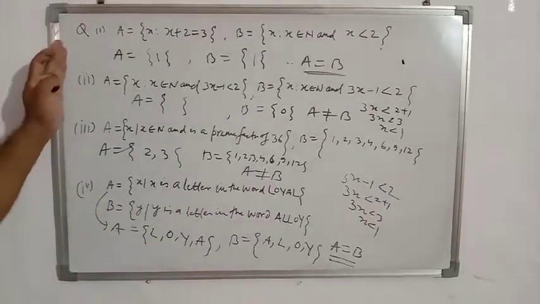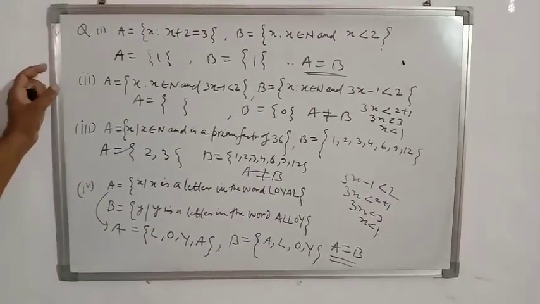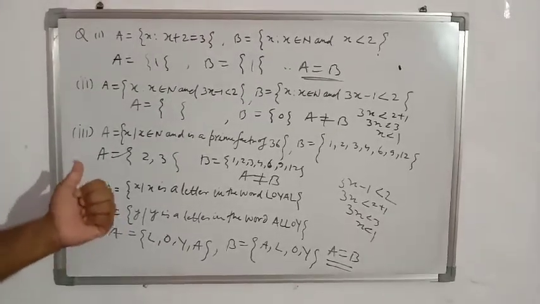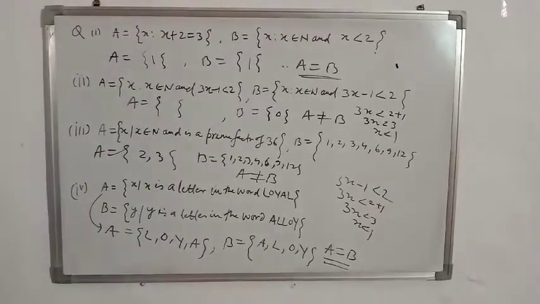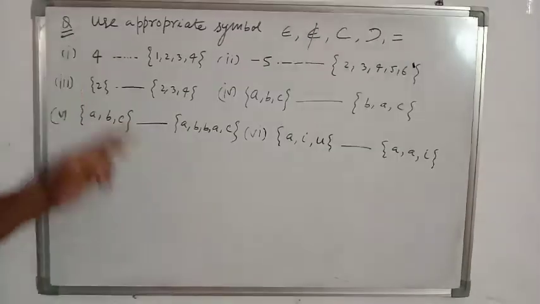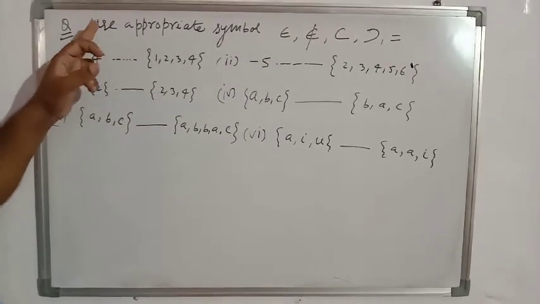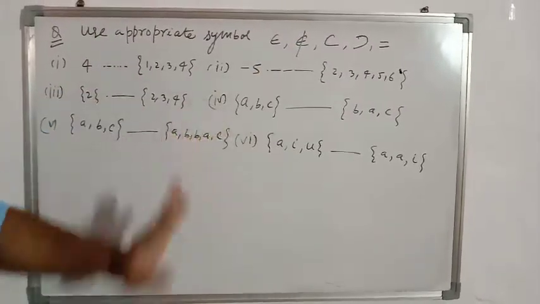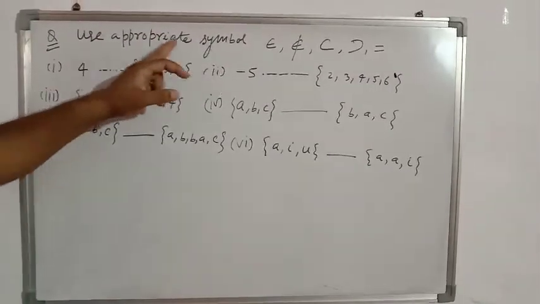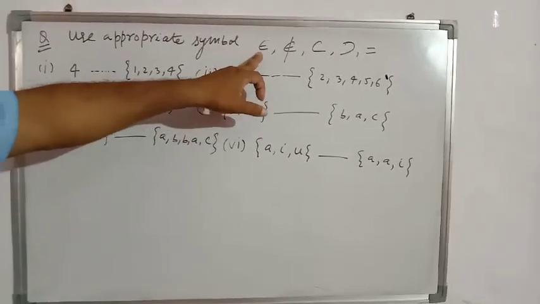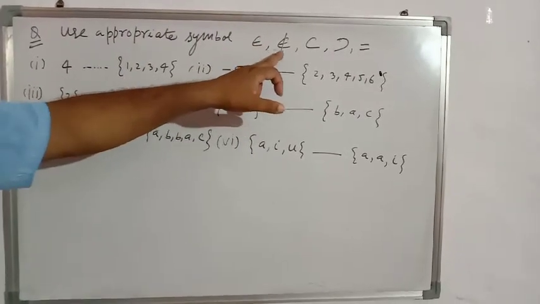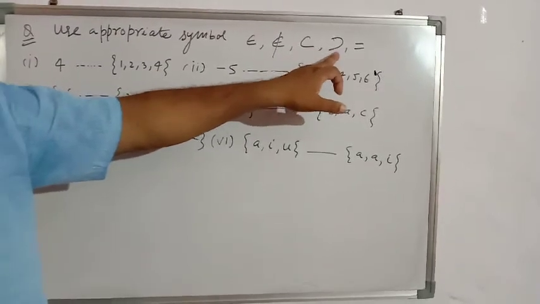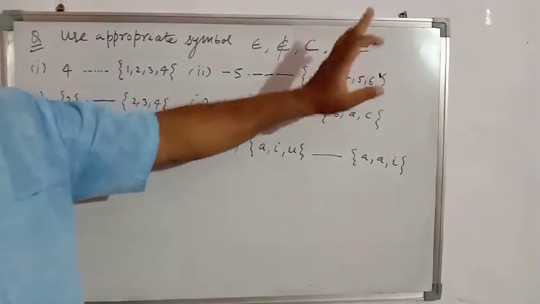So I hope that the solution of this question is clear to you. I will take one more example, then I will end the session. I have taken one more question here. We have to use these symbols in the following questions. Use the appropriate symbol. This symbol is belongs to, means is an element of. This is not an element of. This is the symbol of subset. This is superset. This is equal.